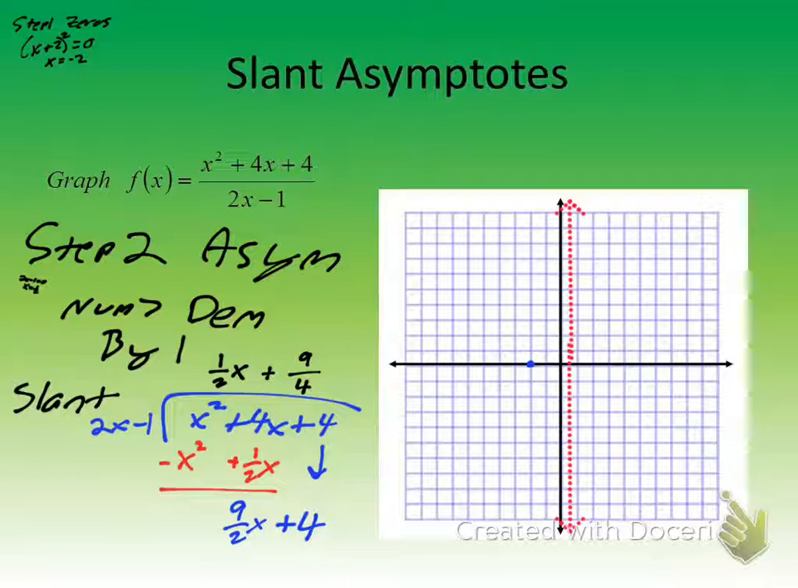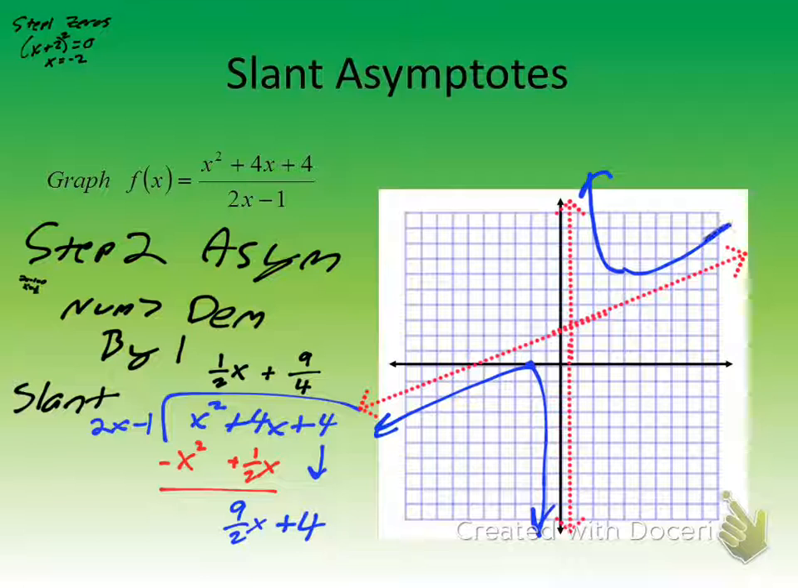Now I'm going to throw up a rough etch-a-sketch of it. Because let's see, I crossed at about 2.25. Something about like that. It's pretty close. And then your graph ends up looking like this. And then like that. Okay, that's what your graph will end up looking like.